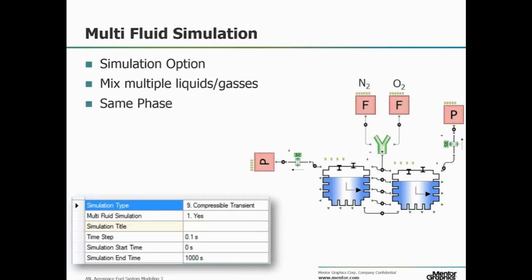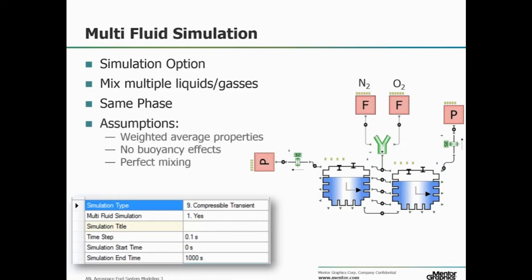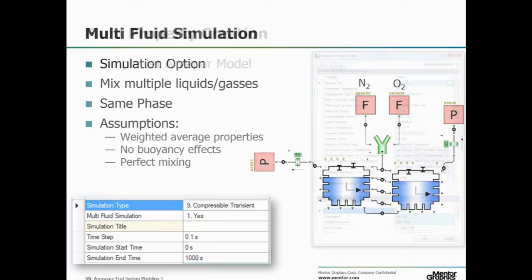These mixtures must be in the same phase, so you can mix liquids with other liquids and gases with other gases, but you cannot mix a liquid with a gas to model a multi-phase phenomenon. The bulk properties of the mixture are derived through a weighted average approach of the individual components of the mixture. There are some limitations. Flowmaster doesn't model buoyancy effects of mixing gases with large density differences, and also assumes perfect mixing in each individual component or segment within a pipe.